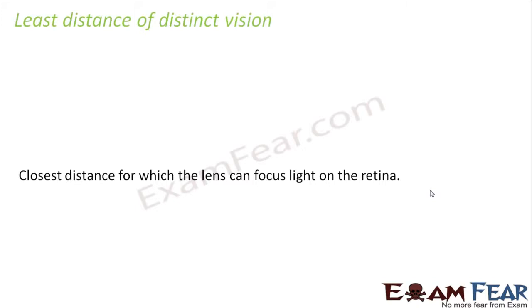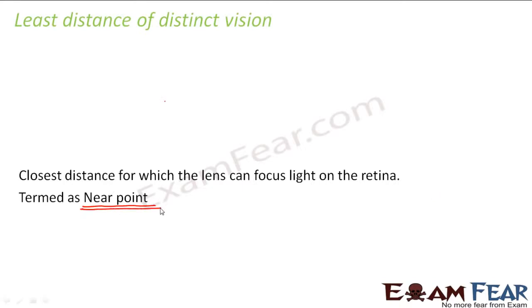But now the ciliary muscles also have a limitation to adjust themselves, right? So there is a minimum focal length beyond which the focal length of the lens cannot decrease. The distance of the object corresponding to that minimum focal length is known as the least distance of distinct vision, because beyond that the image will not be formed on the retina. As a result, we will not be able to see the object clearly. So this distance is also known as the near point.